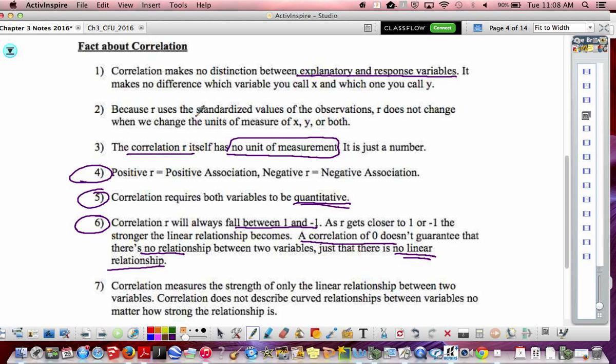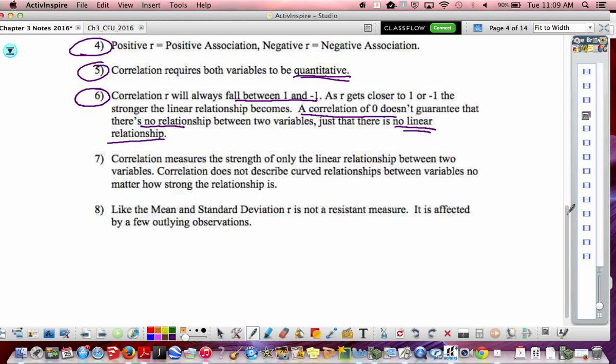Likewise, because we're standardizing it, because the formula involves z-scores, if you decide to change the units, say go from inches to feet, or minutes to hours, the correlation coefficient will not change. Last but not least, correlation only measures the strength of a linear relationship. So when we're talking about correlation, we're only talking about linear relationships.